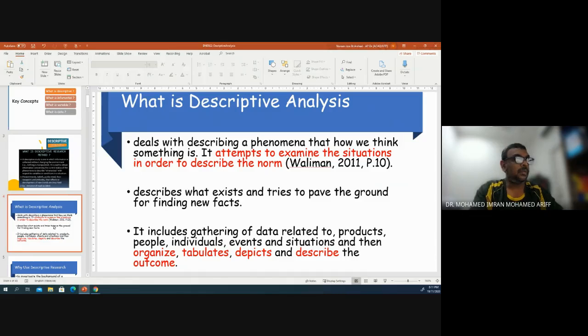Okay, describe what exists and tries to pave the ground for the finding of new facts. That means you pave the ground, means macam ini menjadi basis lah. Okay, this become basis. So you're saying that exercise and losing weight, you need dua variable. Okay, so you want to know what is the significance of exercising and losing weight. Okay, so your descriptive analysis will be how many times in a week do you exercise, and in the last 4 months, what was your weight loss.